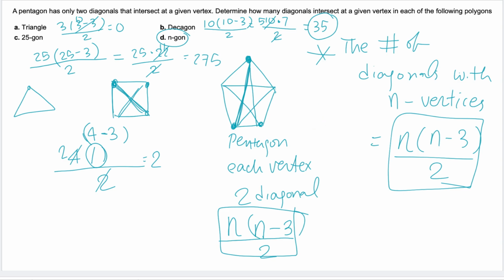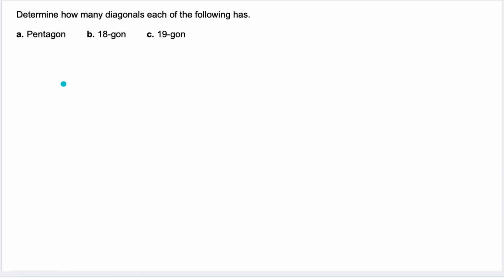Okay, how about this problem? Determine how many diagonals each of the following has. Pentagon. Same problem. So a pentagon has 5 vertices. We know it's going to be 5 times 5 minus 3 over 2. We already did that, right? So 5 times 2 over 2. You can multiply and divide by 2, or you can simplify from here. I prefer simplifying before you multiply that out.